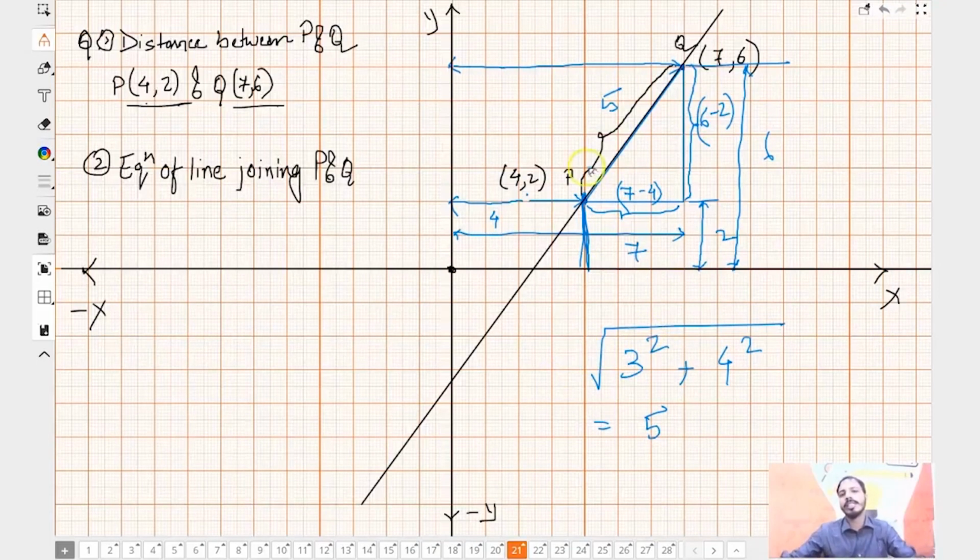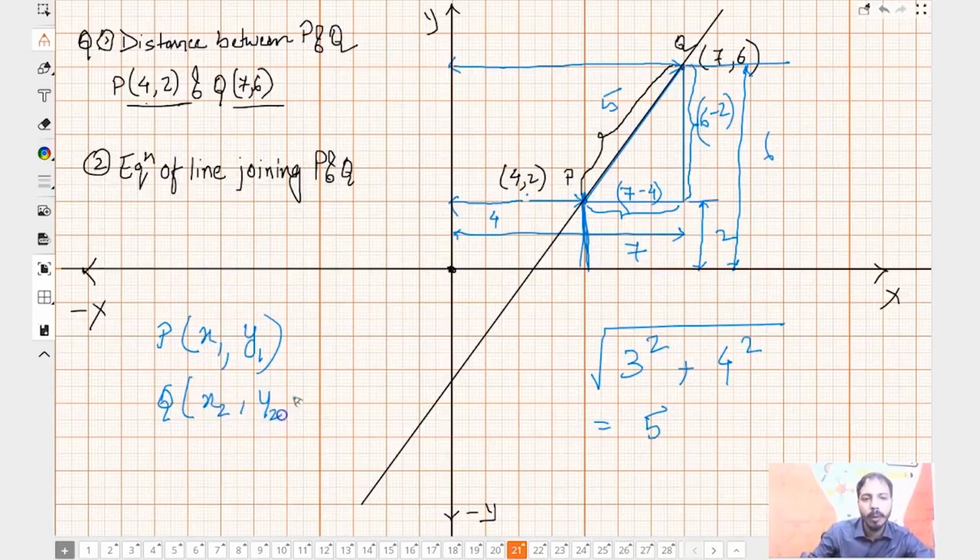So now you can easily say by applying this, or we can generalize this. How do you generalize this? Suppose P is x1, y1, and Q is any point in any quadrant x2, y2.